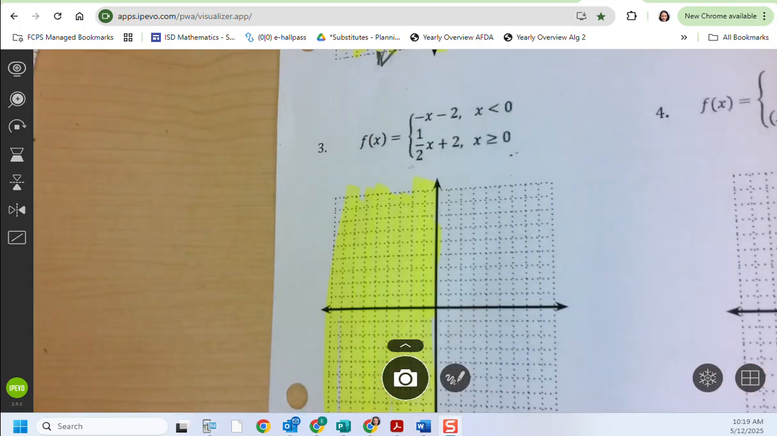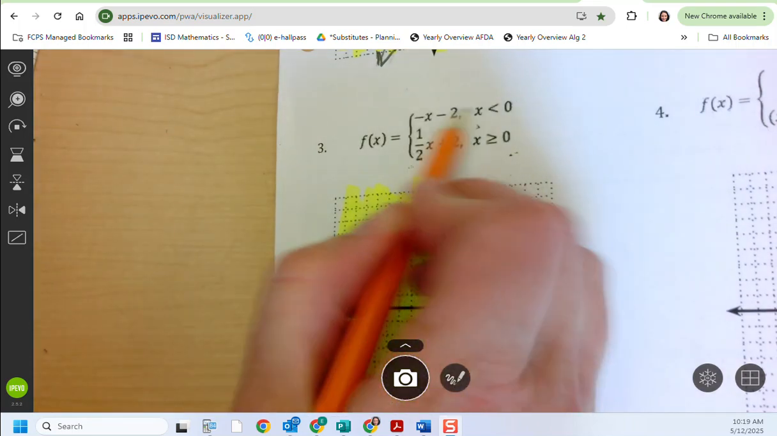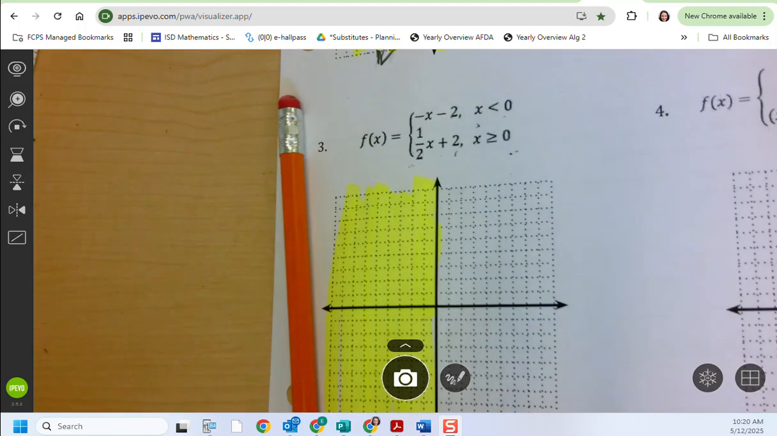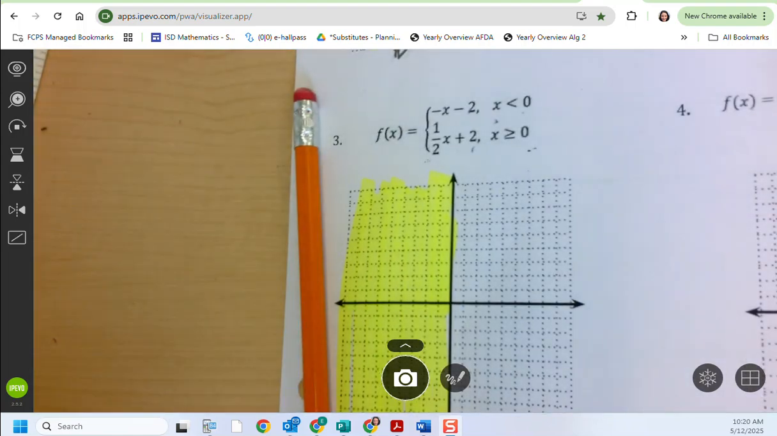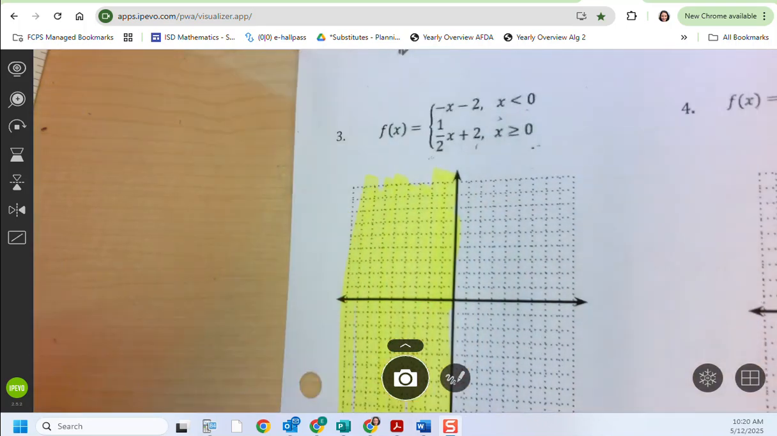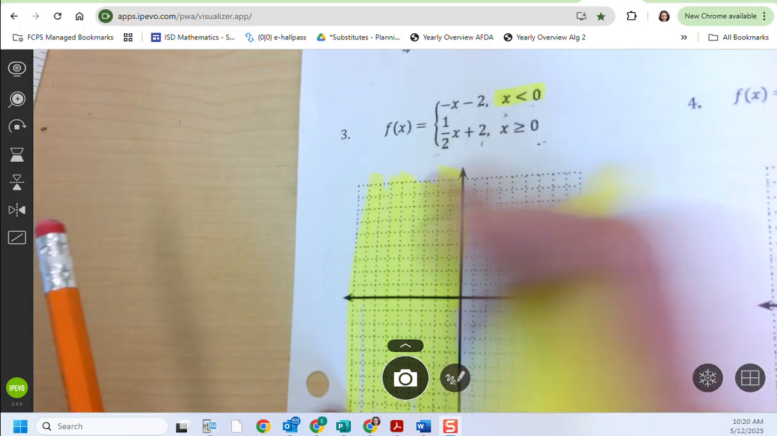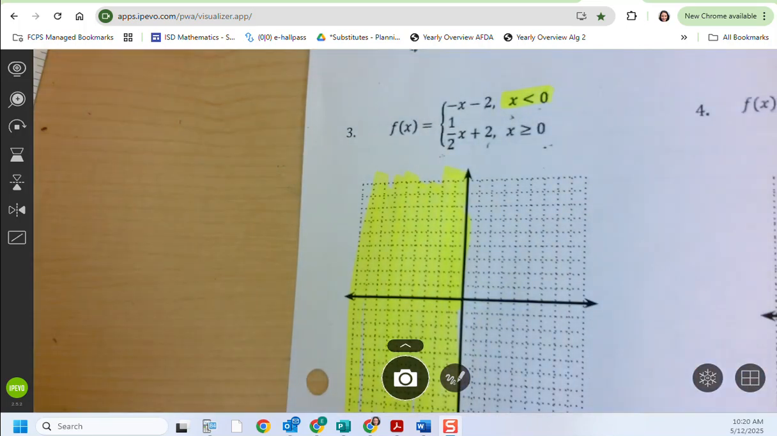And this is my final graph. We're going to go over this one. So for this one, it's split between the two functions at 0. So we had x is less than 0 over here. Oh, sorry. Thank you. Wait, still frozen? There we go. Okay, we had x is less than 0 over here, and x is less than 0 is what I highlighted. And then we had x is greater than or equal to 0 over here.